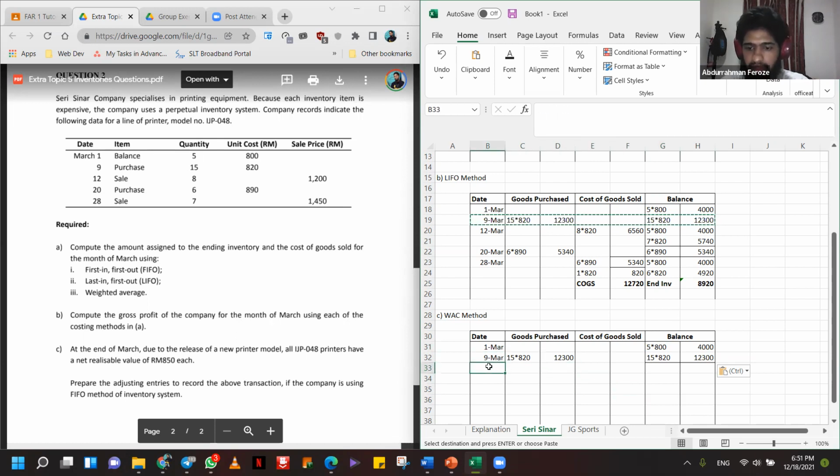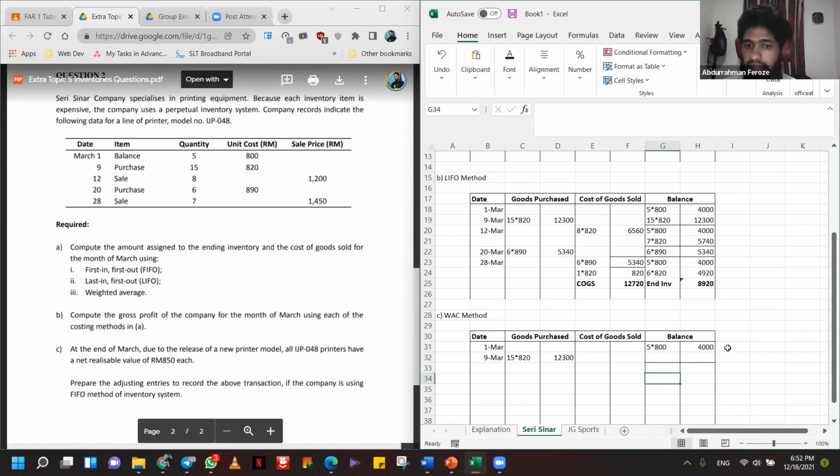So now we have 12th March, right? On 12th March, we sell. Oh, sorry, wait, this is a small mistake. Yeah, wait. Weighted average cost is a bit different, right? So this won't be the balance here. The balance for weighted average cost will be different.